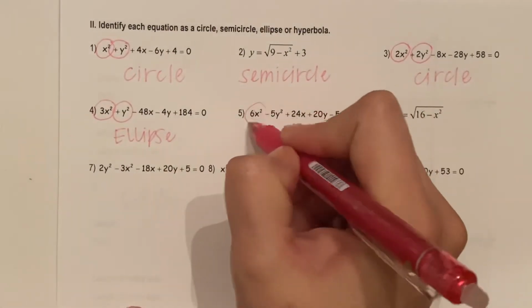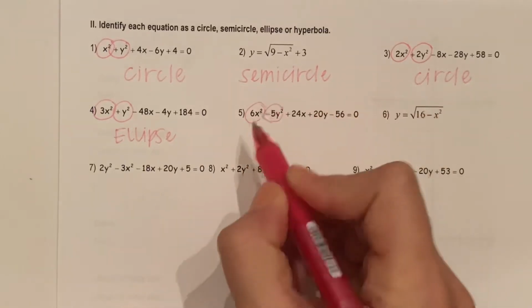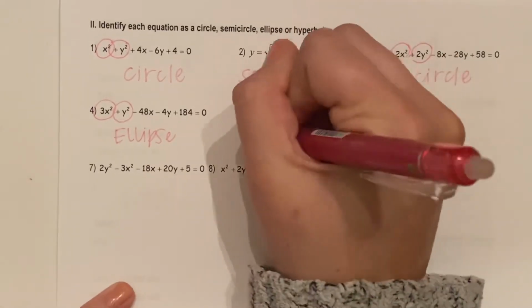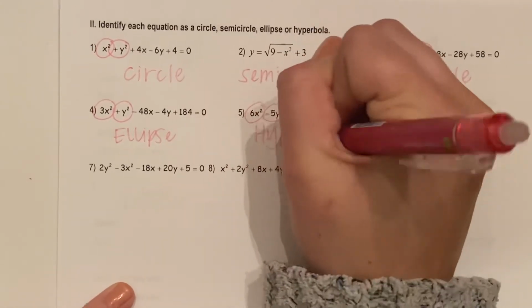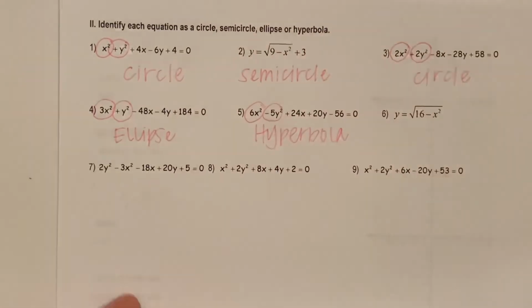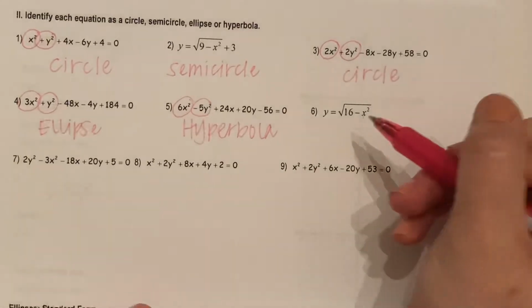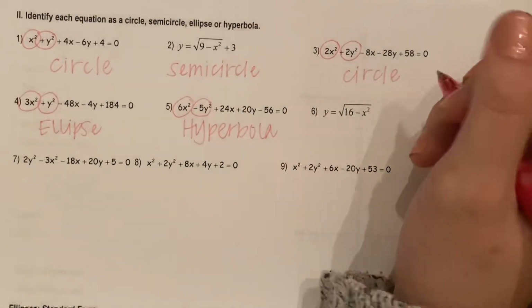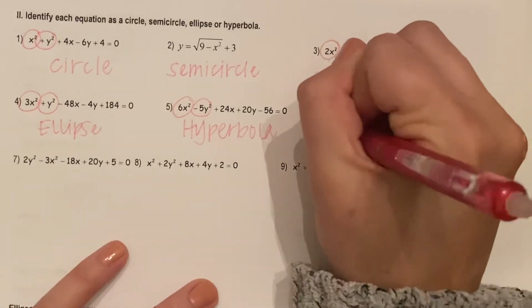For example, this one. Here's A and B. They're different, but one of them's negative. So that's a hyperbola. Lastly, this guy right here, it's in the form y equals, so we have a semicircle.